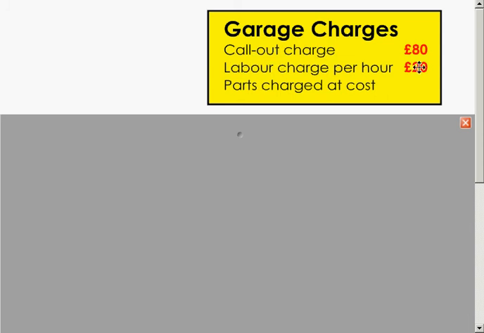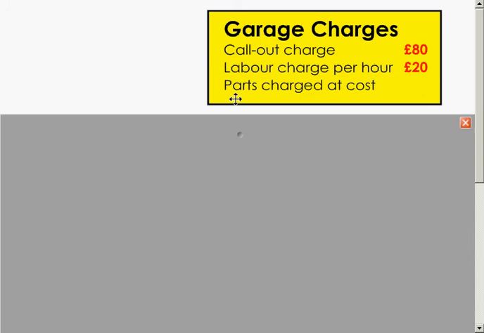Call-out charge is £80. Call-out charge is an upfront price that you pay for a repairman to come and visit your vehicle. Our next charge is labour charges. It is charged by the hour and is £20. So in other words, for the repairman to start working on your vehicle, it will cost you £20 per hour.